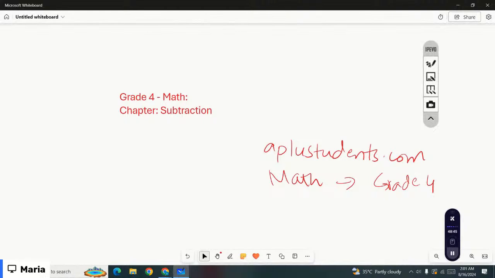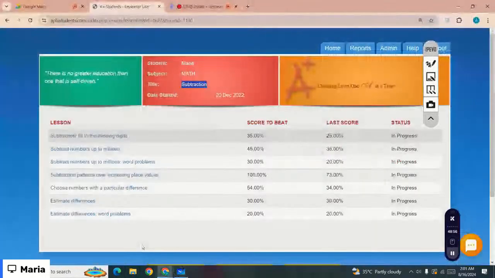Please make sure you have your notebook and pencil so that you can note down the important examples and definitions as well, right? Where I am right now is subtraction. Let's start with the first lesson, that is subtraction. Fill in the missing digits. Let's start with the lesson.